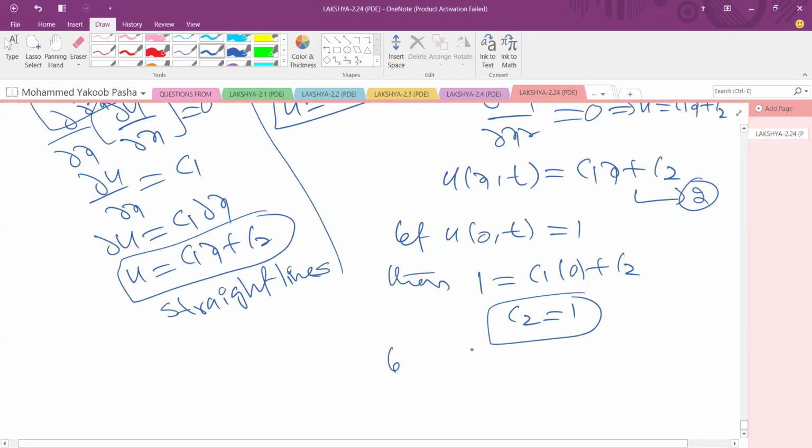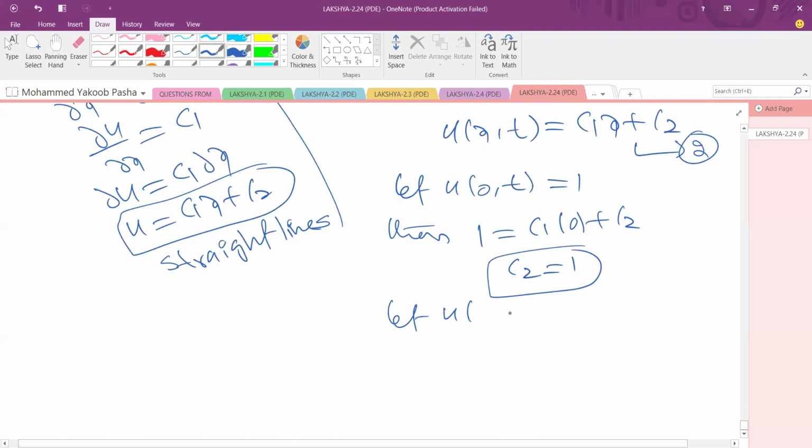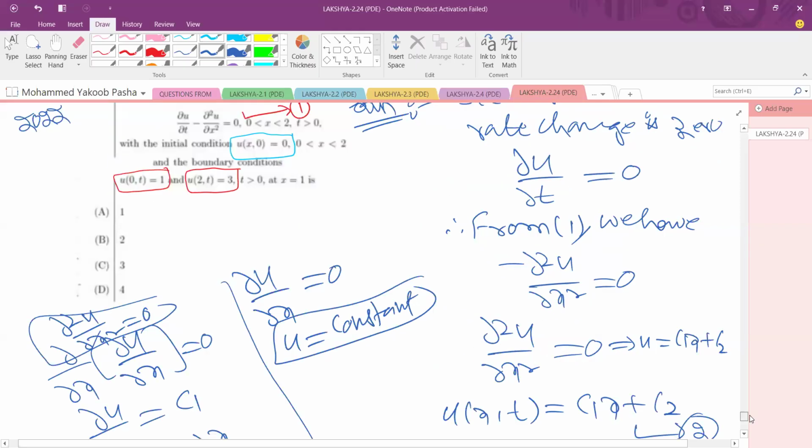What is the second boundary condition? u of 2 comma t is equal to 3. So the left side is 3. That is equal to, here x is 2 and t as this, so c1 into 2 plus c2. I'm sorry, x is 2, right? So 3 is equal to 2c1 plus c2.